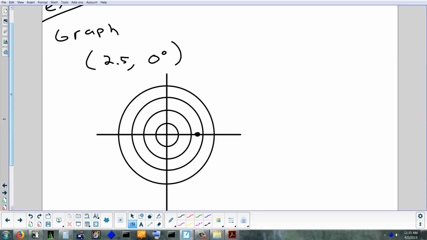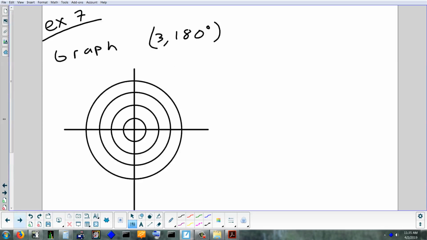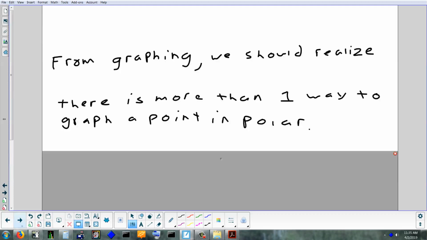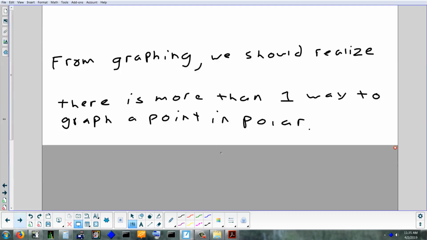Great. So we looked at all the different cases: positives, negatives, and zeros. Okay. So we already kind of pointed out that there is more than one way to get to a point in polar. Is that true in rectangular with xy coordinates?